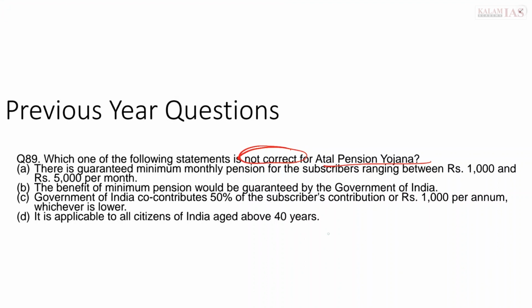And last, it is applicable to all citizens of India aged above 40 years. This is incorrect. It is applicable to citizens within the 18 to 40 years gap who are not covered by other schemes. Okay. So the answer here is D.